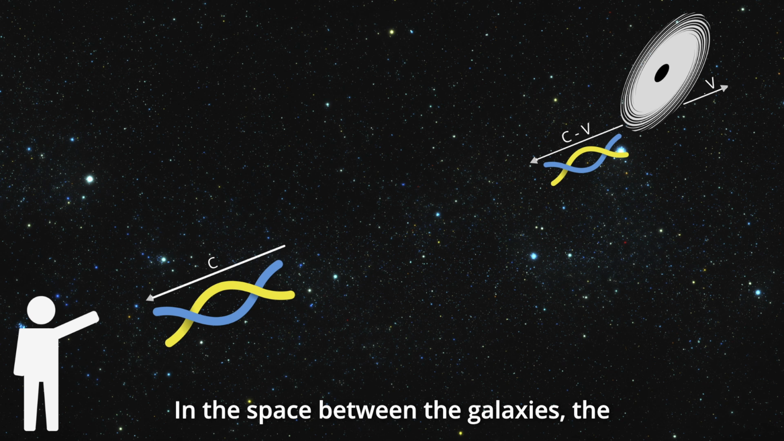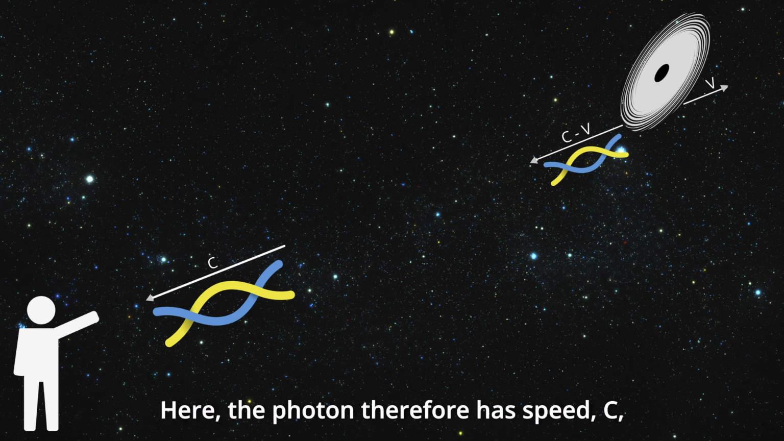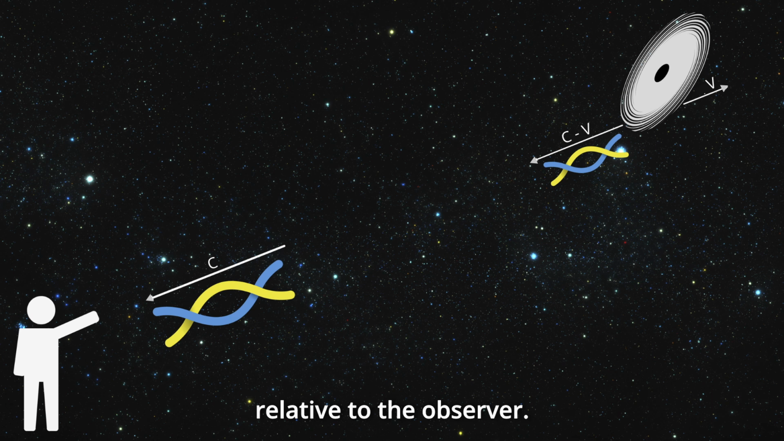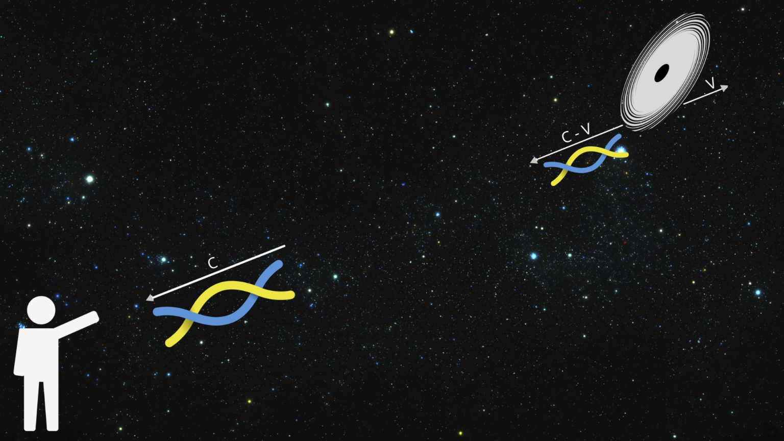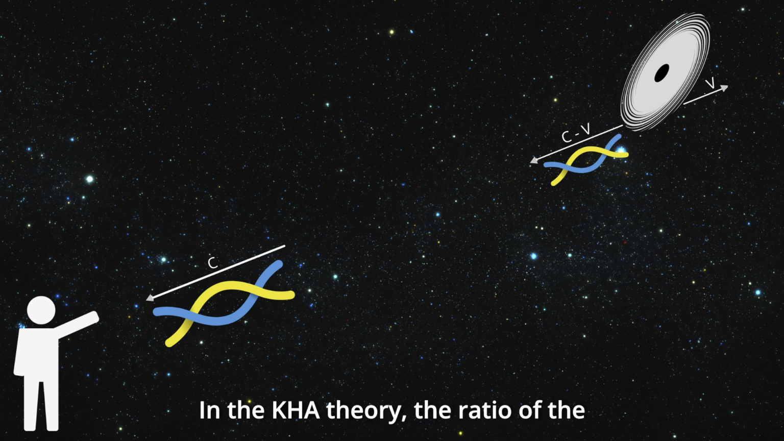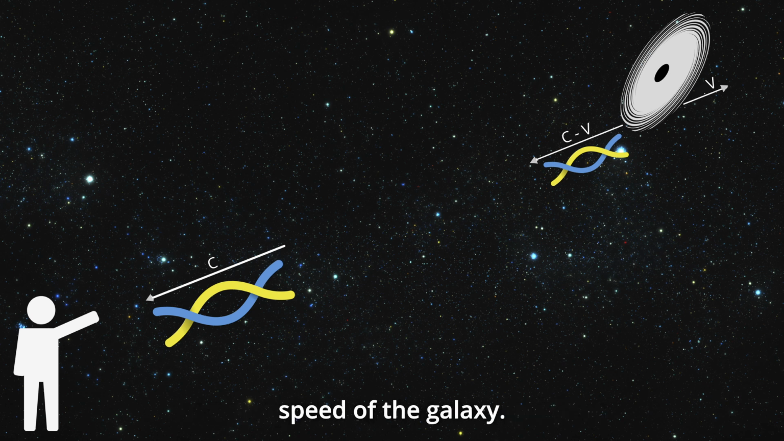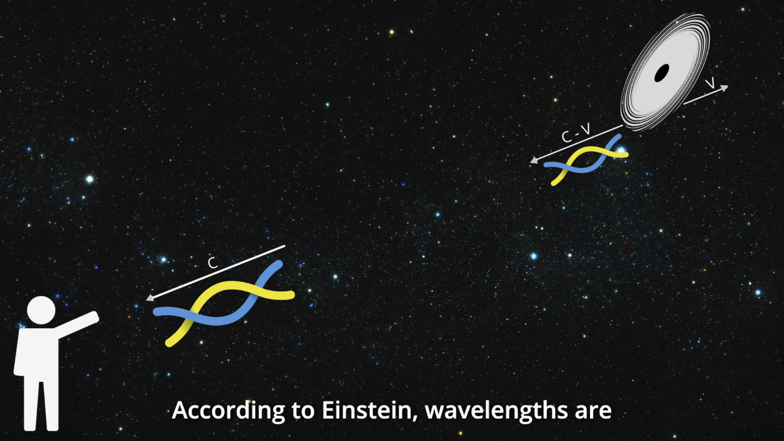In the space between the galaxies, the cosmic neutrinos move equally in all directions. Here, the photon therefore has speed c relative to the observer. According to Einstein, the speed of the photon is constant, c, but according to the Carr theory, the speed of the light beam increases from c minus v to c while traveling from the star to the observer. The wavelength of the light increases with its speed. In the Carr theory, the ratio of the wavelengths is used to determine the speed of the galaxy. According to Einstein, wavelengths are also used, but another formula gives a greater speed, v, for the galaxy.